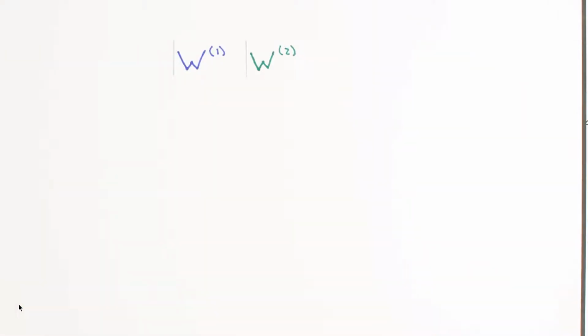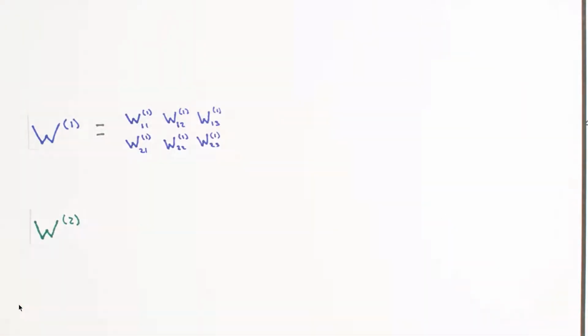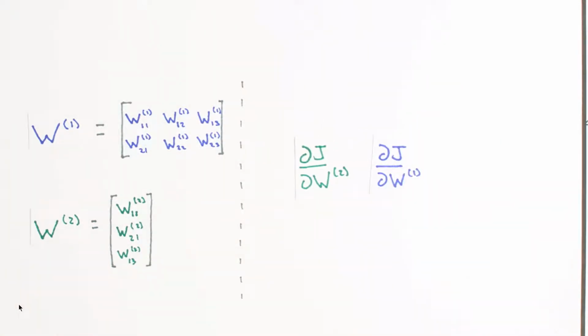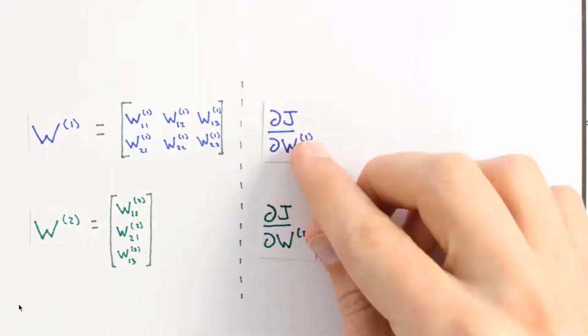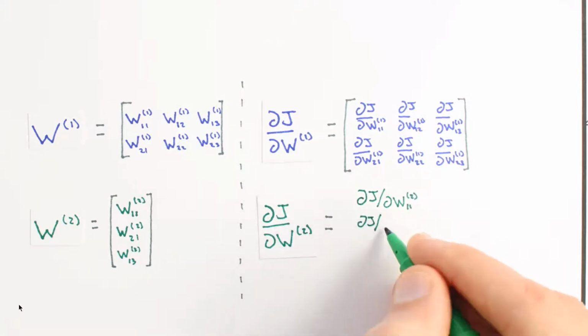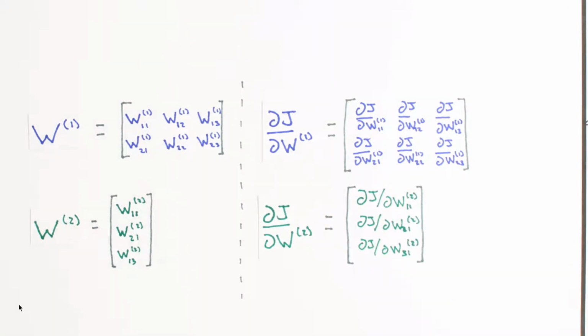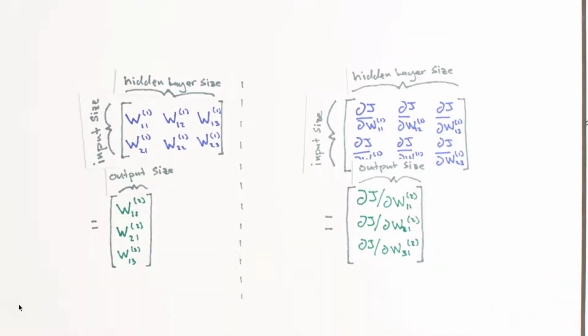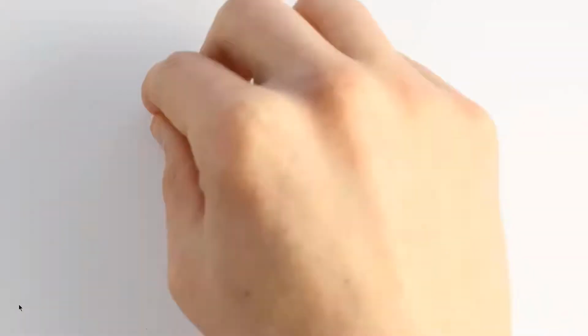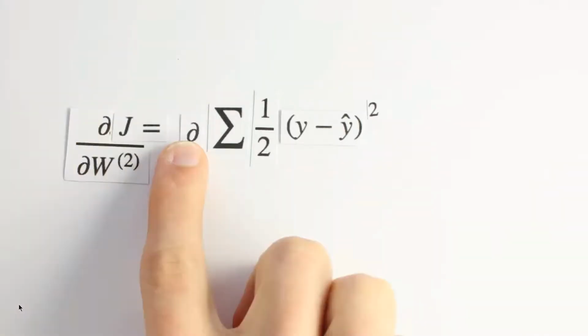Our weights W are spread across two matrices, W1 and W2. We'll separate our dJ/dW computation in the same way, by computing dJ/dW1 and dJ/dW2 independently. We should have just as many gradient values as weight values, so when we're done, our matrices dJ/dW1 and dJ/dW2 will be the same size as W1 and W2. Let's work on dJ/dW2 first.